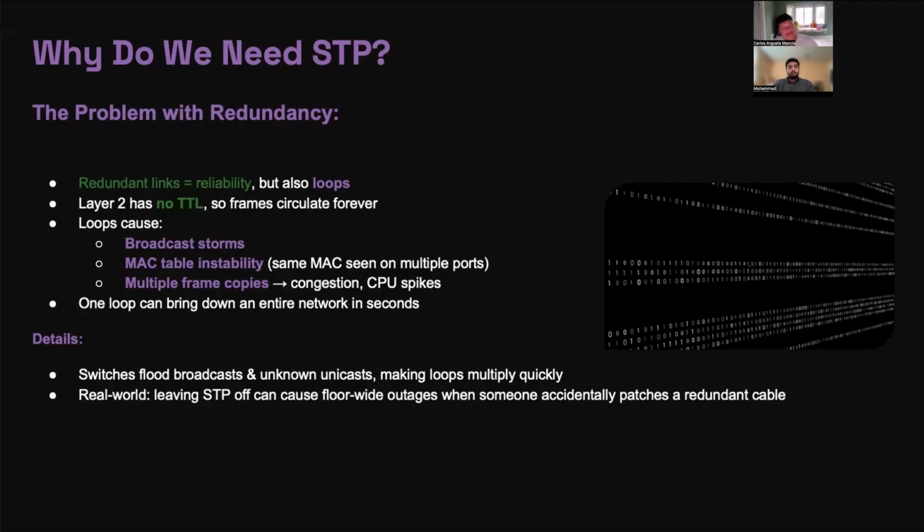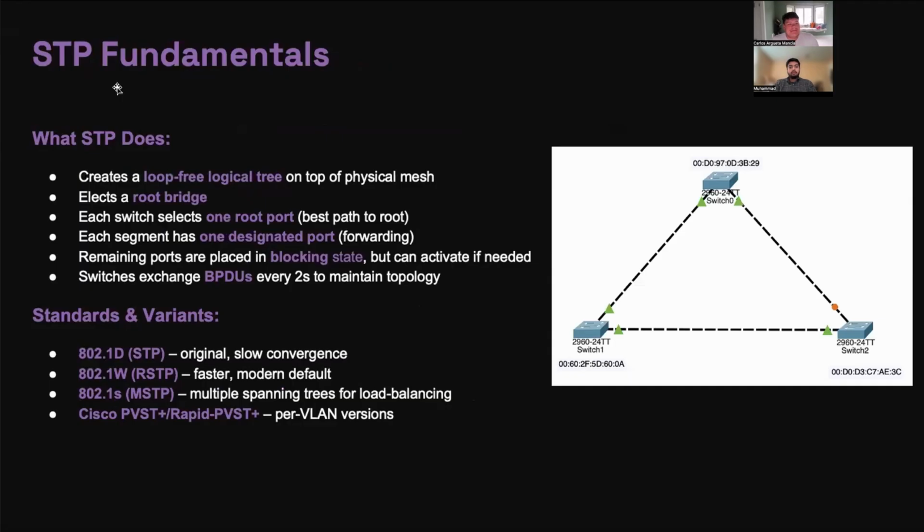So let's get into some of the spanning tree fundamentals. What spanning tree does is allow you to create a loop-free logical tree on top of a physical mesh. It will elect a root bridge. Each switch selects one root port, which means the best path to the root bridge we just elected. Each segment has one designated port, which is a forwarding port, and the remaining ports are placed in a blocking state, but can activate if needed.